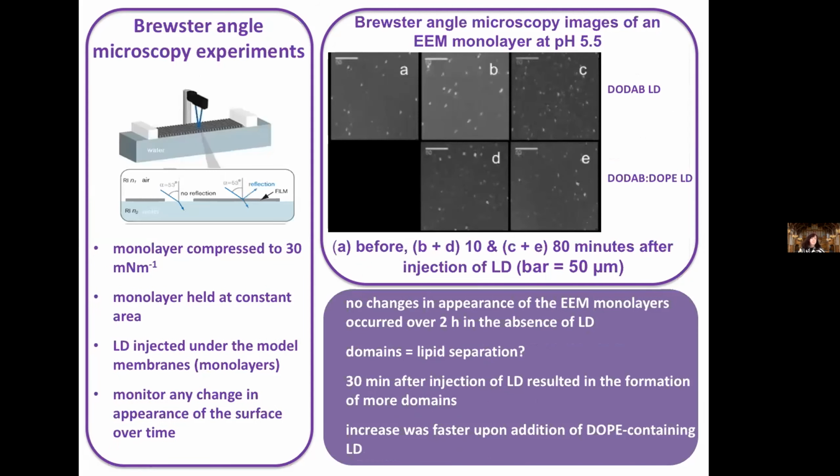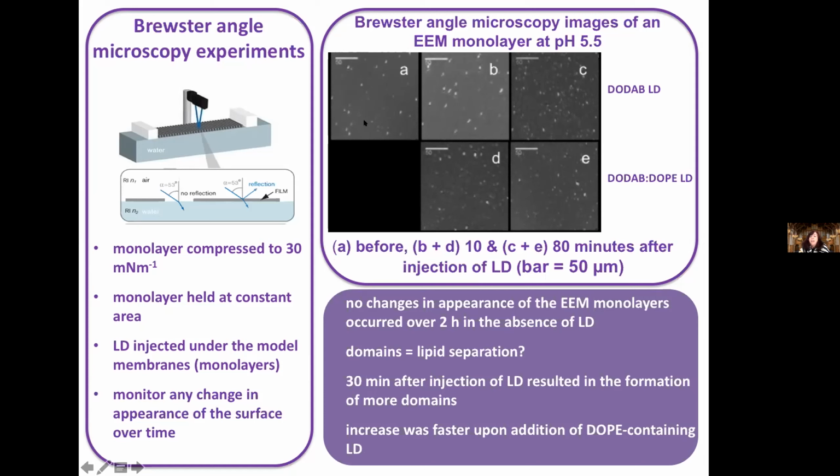We then went on to use a technique called Brewster angle microscopy, which again uses a Langmuir trough setup. But what we do here is shine a laser onto the surface of the monolayer. And if you shine that laser on at an angle of 53 degrees onto a surface of water, you get no reflection from the surface of water, so your picture looks black. If you actually have lipid on the surface, and lipid has a different refractive index than water, when you shine that laser on the surface at the same angle, you get reflection, and you can see a picture of what the surface looks like, which is exactly what we've got in these particular pictures here.